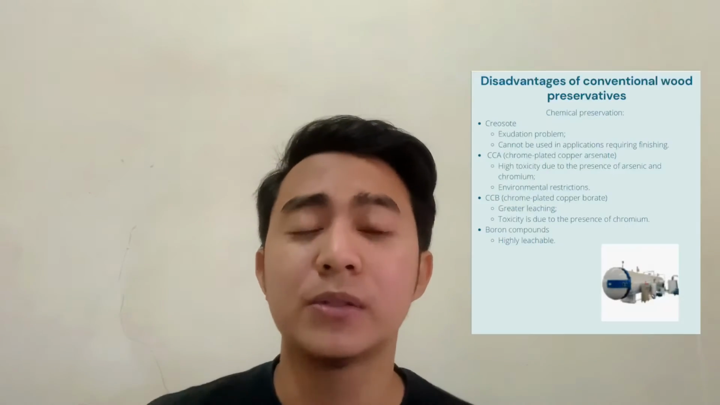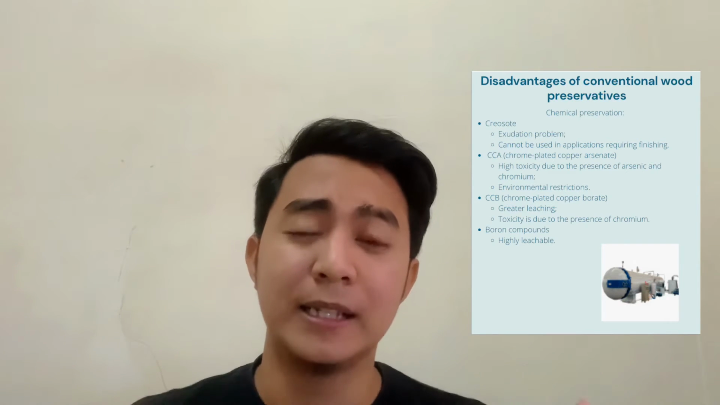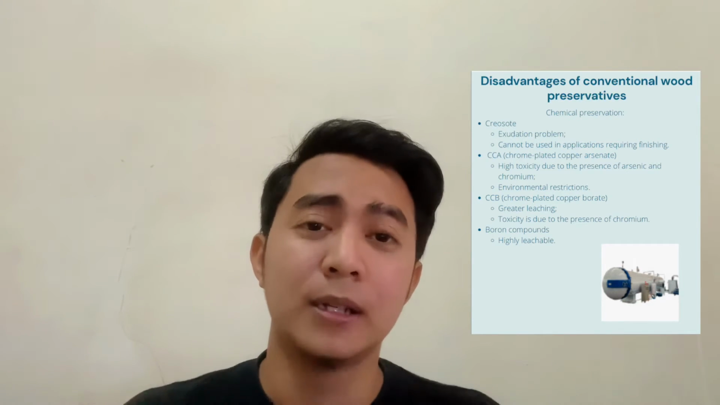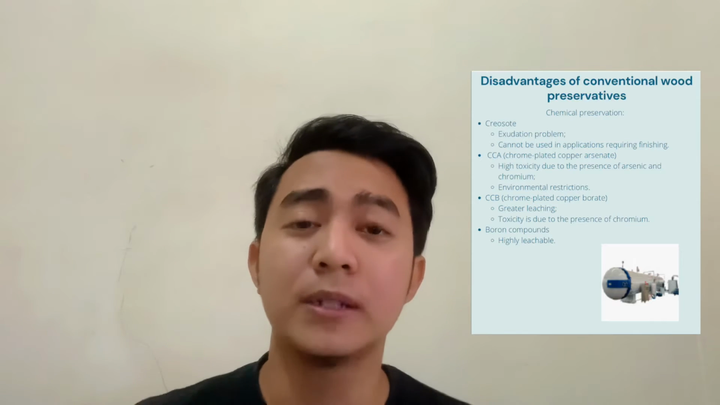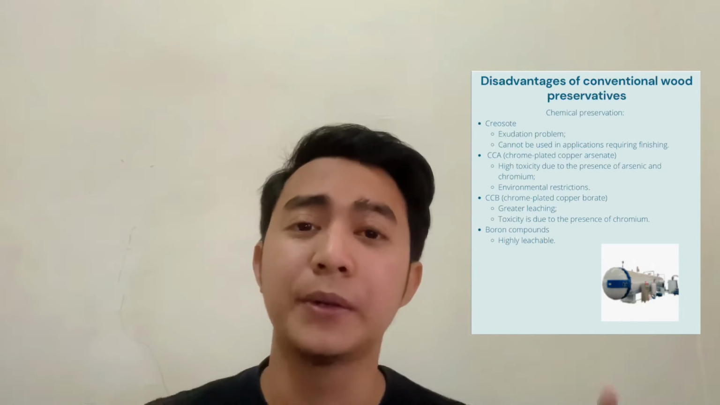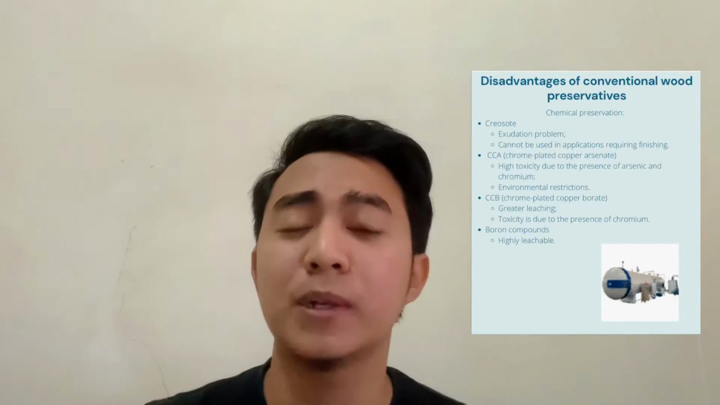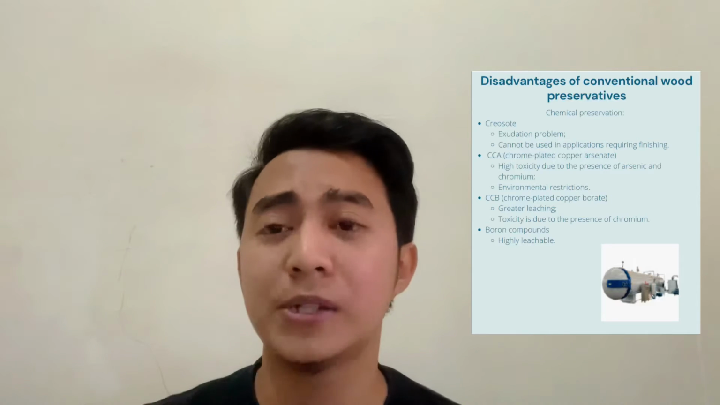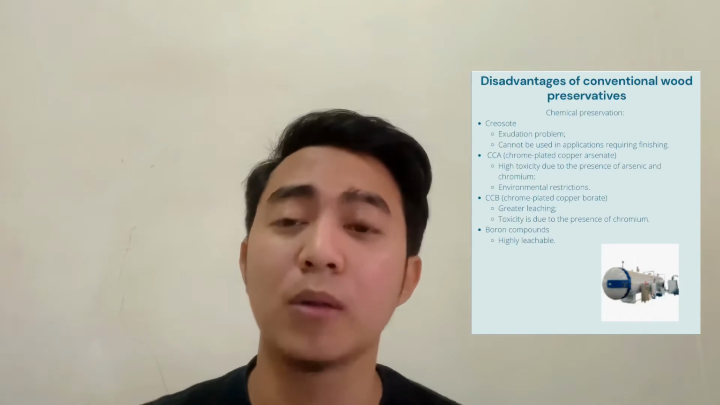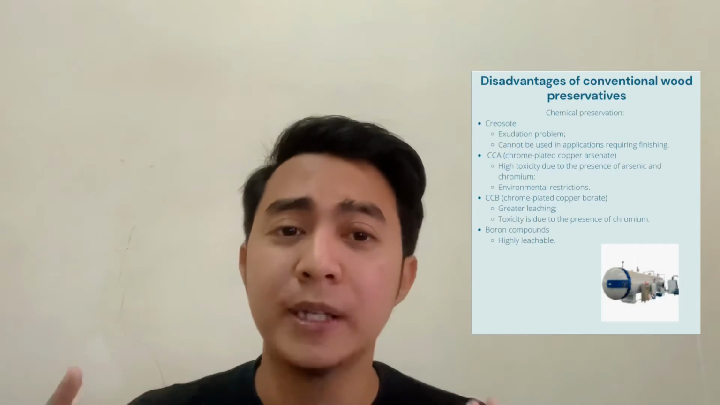Next, I will share about the disadvantages of conventional wood preservatives. At this point I will focus only on chemical preservation. First is creosote. Creosote has disadvantages because it has an exudation problem. It also cannot be used in applications requiring finishing.